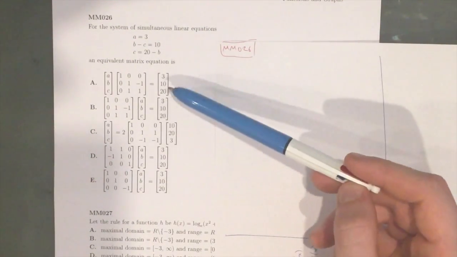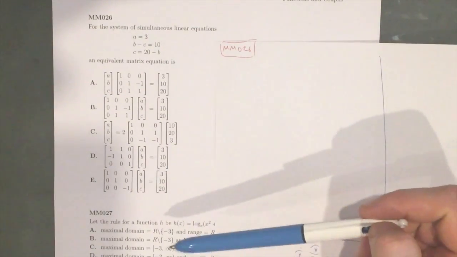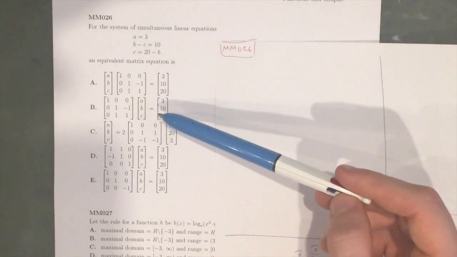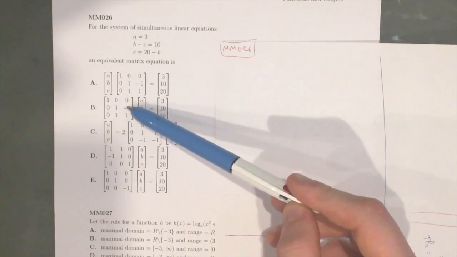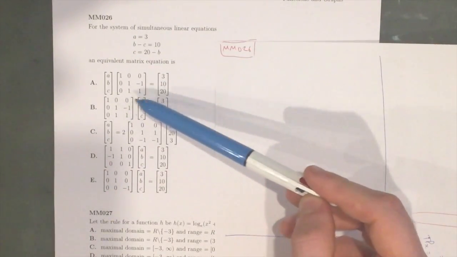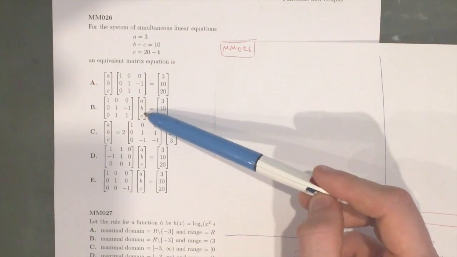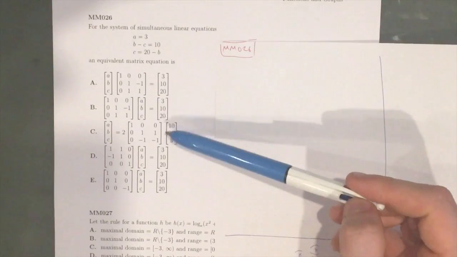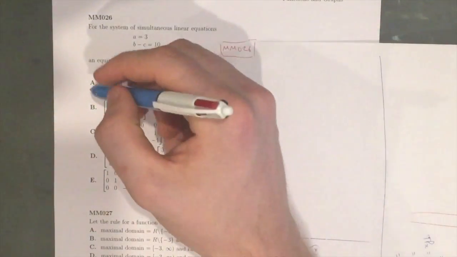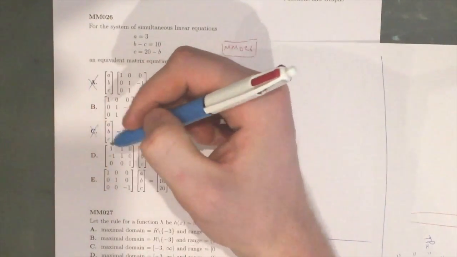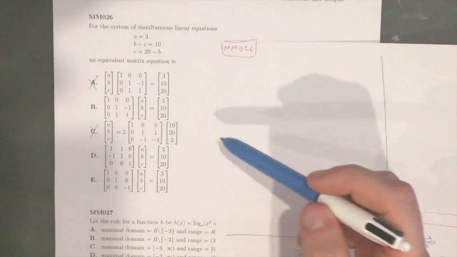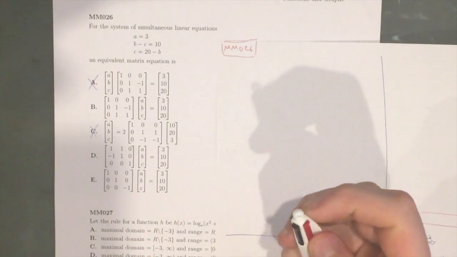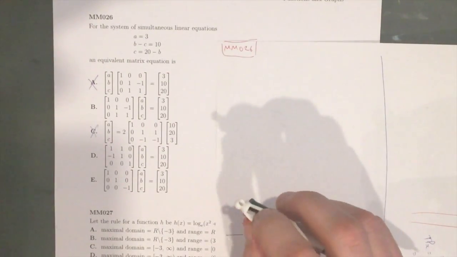So immediately I can tell that A and C are not our answers, and the reason why is because a matrix equation like this needs to take the form where you've got this 3x3 matrix at the start, the 1x3 matrix here, and the 1x3 matrix on the other side. A and C do not have that format, so I'm immediately going to cross those out. They won't work in terms of this question. And you'll come to know that as you do more of these types of questions.